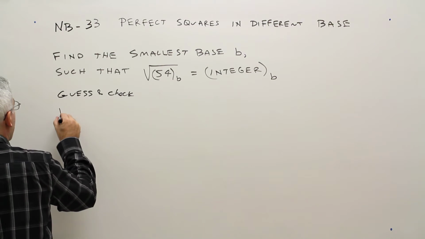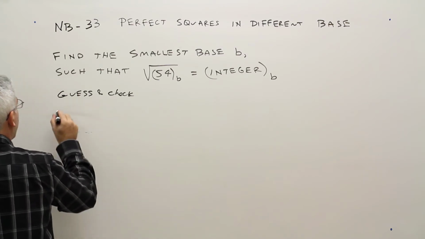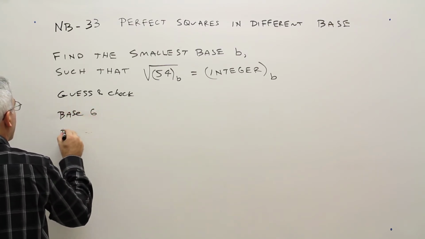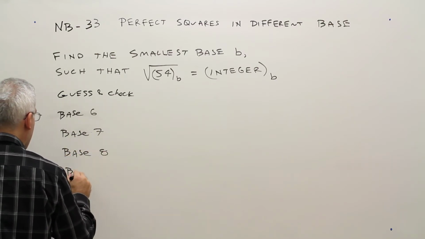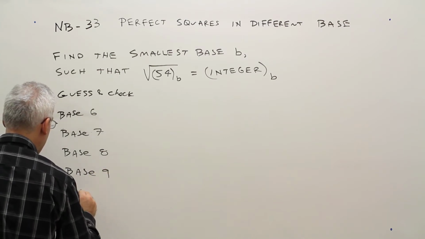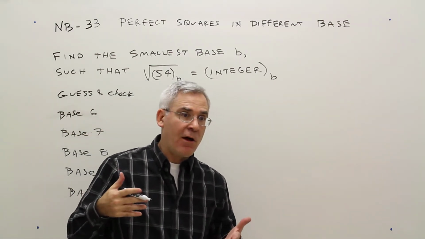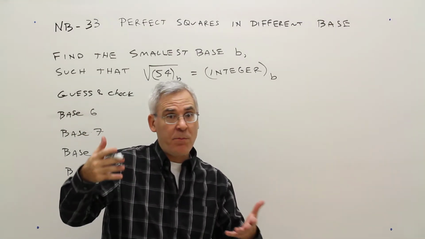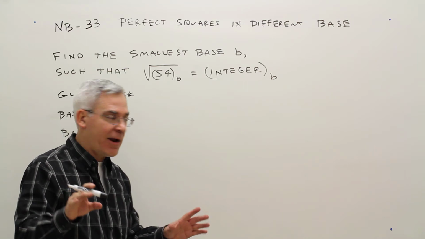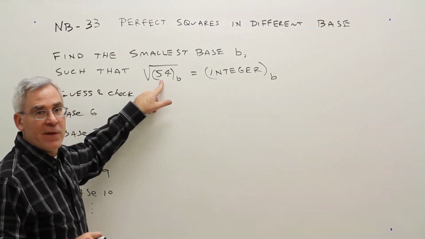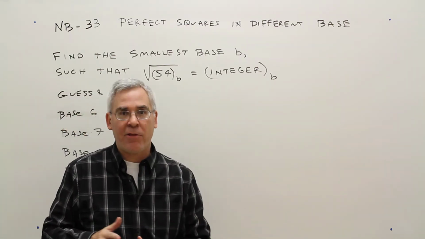And I'll just try base 6, base 7, I'll write them out for you. Base 6, base 7, base 8, base 9, base 10, etc. And for this unit, typically all the answers are between base 2 and base 16. All right, so just to get a handle on it, in base 10, the square root of 54 is not an integer. 54 is not a perfect square, so just getting that out of the way.